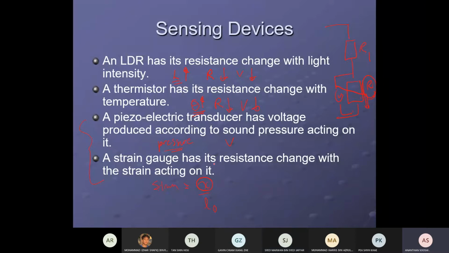Like when a building or a bridge gets cracked, they attach a strain gauge on the crack. They check in 1 month how much the crack is expanding. Let's say it expands by 0.1 micromillimeter. The strain gauge can detect that. So the strain gauge senses strain, the piezoelectric transducer senses pressure, the thermistor senses temperature, and the LDR senses light. Okay.